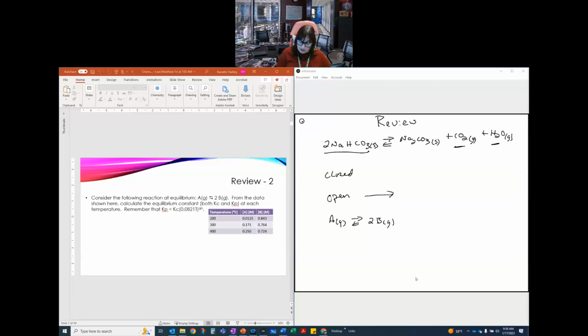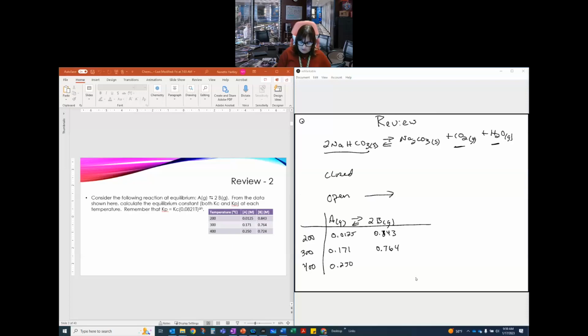So I'm going to move this down a little bit. I'm going to look at what my concentrations are at 200 degrees. So this is not an ice table, but it looks similar to one. 0.0125 molar, 0.843 molar. I have at 300 degrees, I'm just copying that table, 121, 0.764. And then at 400 degrees, I'm looking at 0.250 and 0.724.